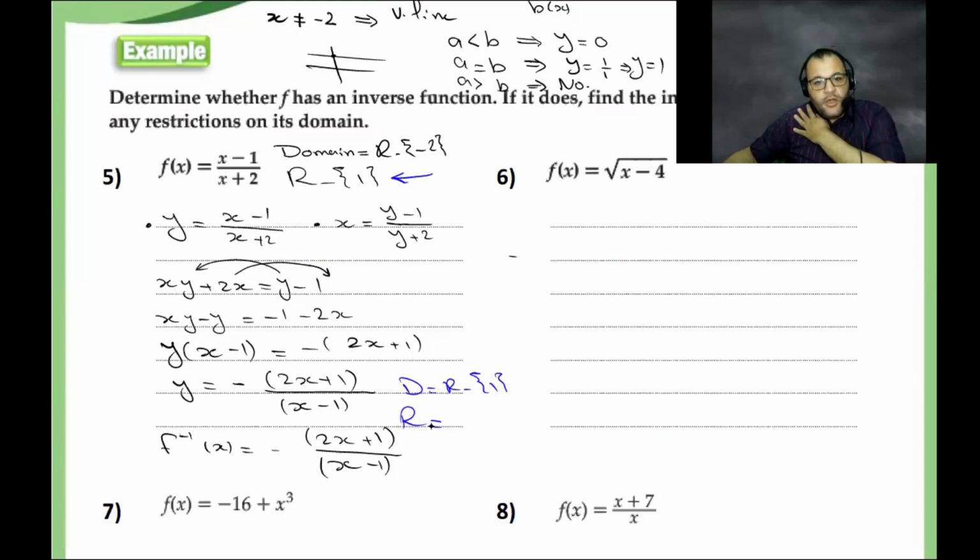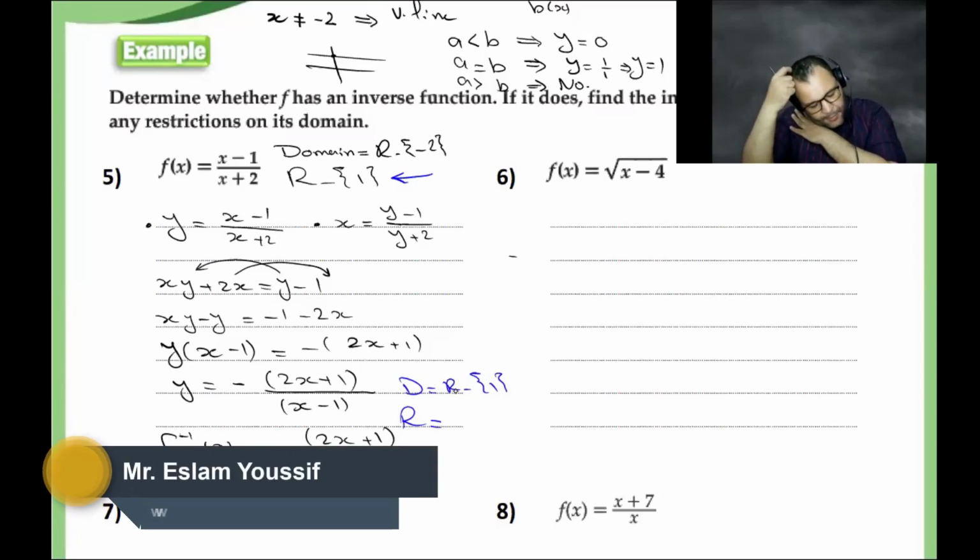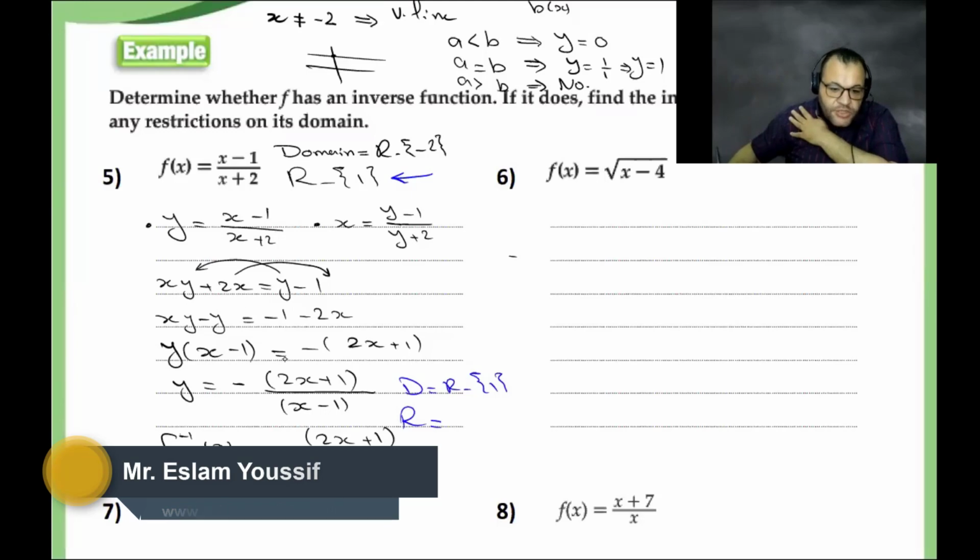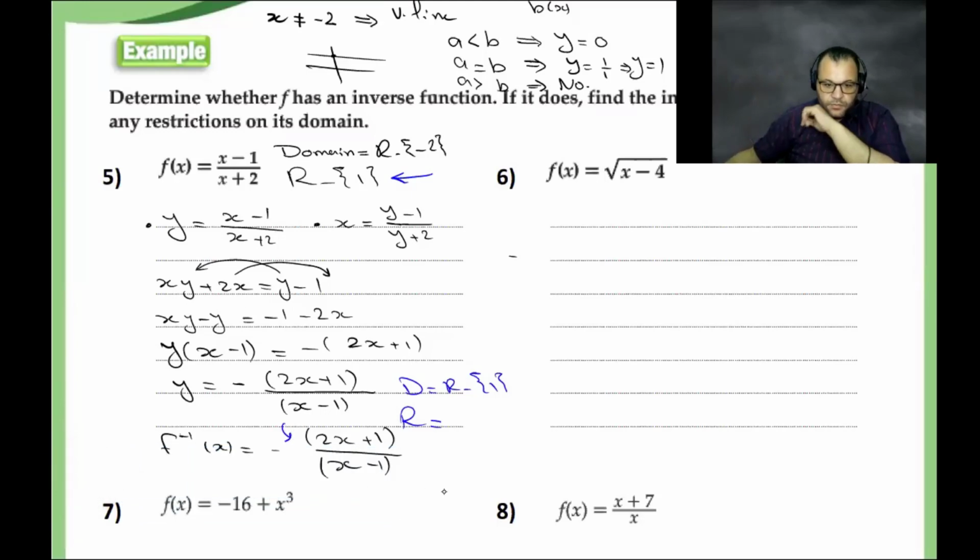What is the range? We find the range from the horizontal line. What is the equation for the horizontal line for this one? Distribute the negative: negative 2x minus 1. So it will be negative 2 over 1.